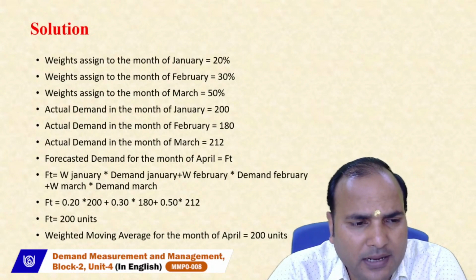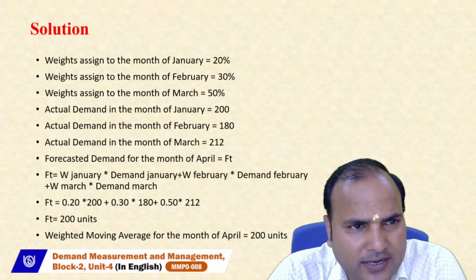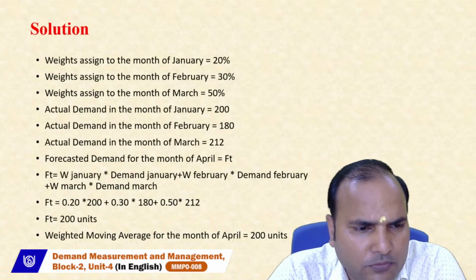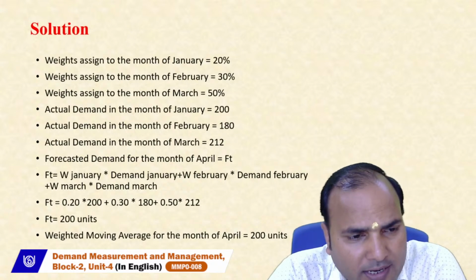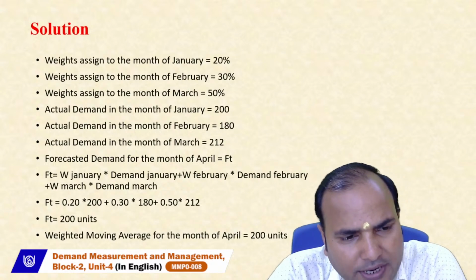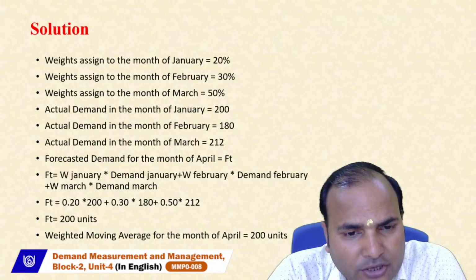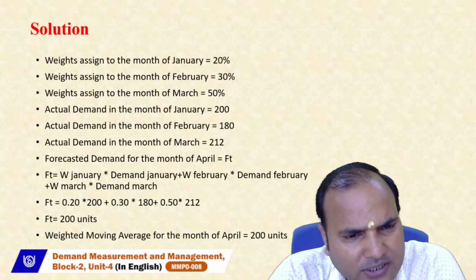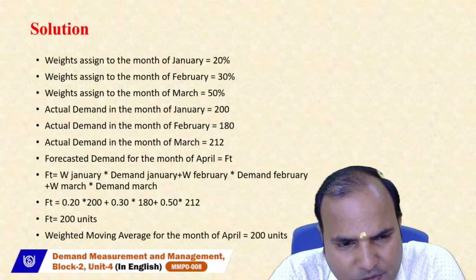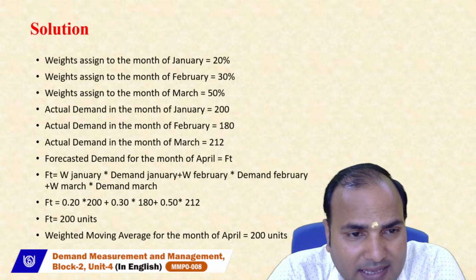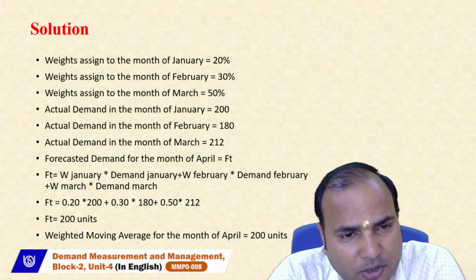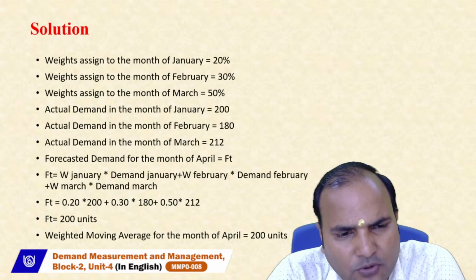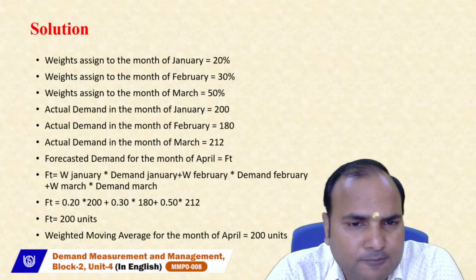So what will happen? For January, what is the weight we have assigned? 20%. So it will be 0.20, and actual demand is 200. So it will be 0.20 into 200 plus the weight assigned in the month of February. See, it is 30%. So we can write 0.30, and actual demand in the month of February is 180. So it will be written 0.30 into 180.